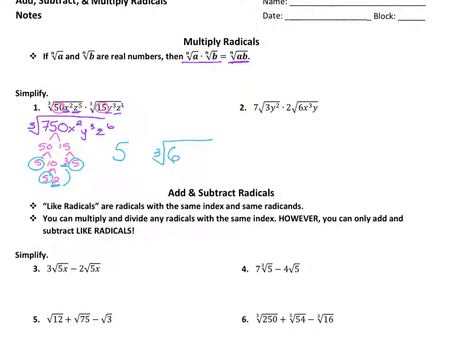Now I'm going to look at my variables. Well, I have an x squared. That means I don't have enough for a group of 3, so my x squared is going to stay on the inside. I have a y cubed. Well, a y cubed means I have 3 y's. So that means I have 1 group of 3, so I'm going to have 1 y on the outside and no y's left over on the inside. Then I have z6. Well, z6 means I have 2 groups of 3. So I'll have a z squared on the outside and no z's left on the inside. And so this is what my final answer would look like.